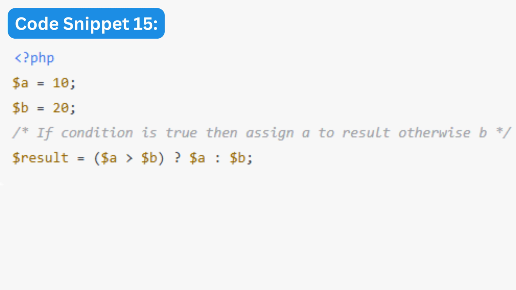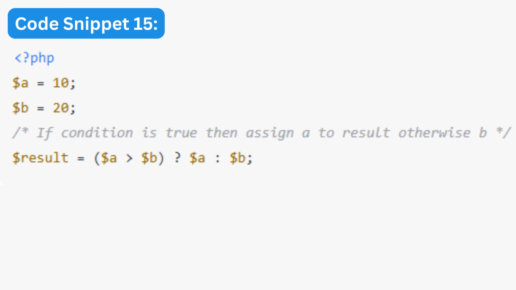This statement may look compact, but it performs a complete if-else decision in just one line. Here's how it works. PHP first evaluates the condition inside the parentheses, A > B. It checks whether the value of A is greater than the value of B. In this case, 10 is not greater than 20, so the condition is false. Since the condition is false, PHP skips the value after the question mark, which is A, and instead selects the value after the colon, which is B. This means the value assigned to result will be the value of B, which is 20.